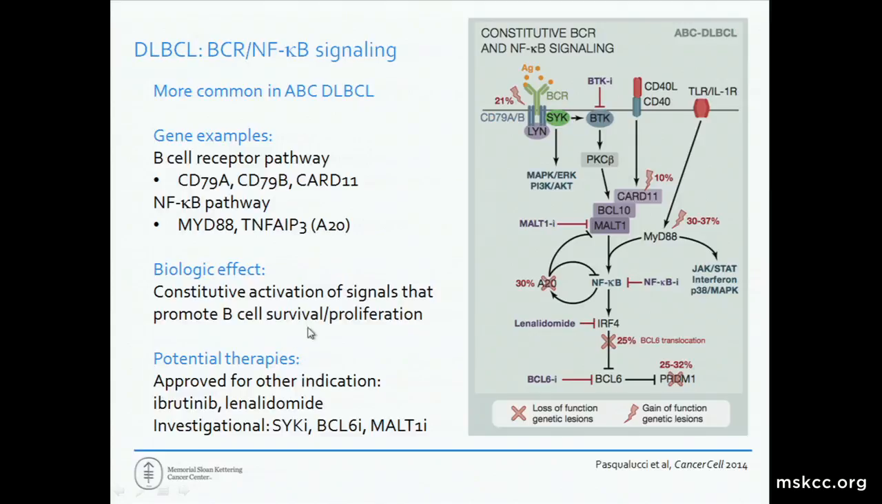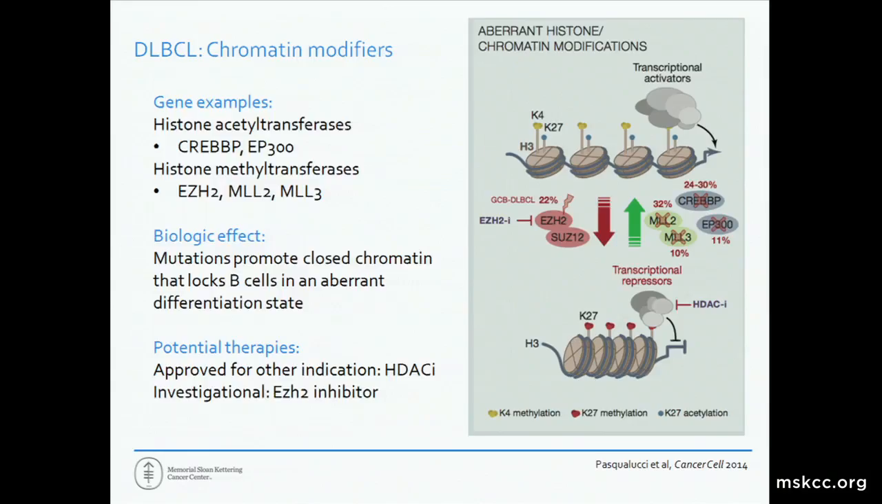So we knew that the drug ibrutinib targets the upstream kinase BTK in the BCR signaling pathway. Lenalidomide targets some of the downstream pathways. And then investigational agents such as SYK inhibitors, BCL6 inhibitors, and MALT inhibitors might hit these targets. And what was notable about the mutations in this pathway, which I want to emphasize again, is that this is one of the few cases where there was a segregation of the mutations such that they were more common in this ABC DLBCL subtype.